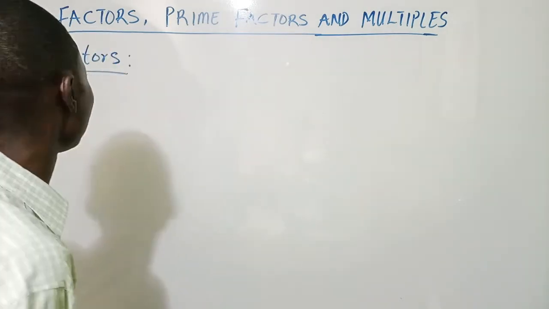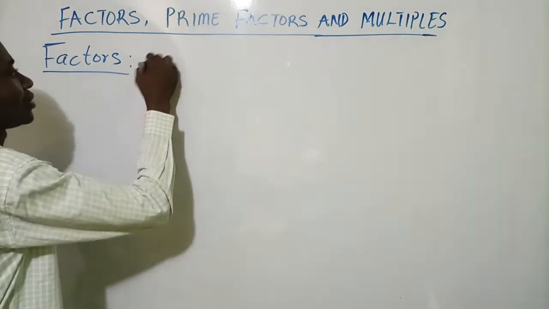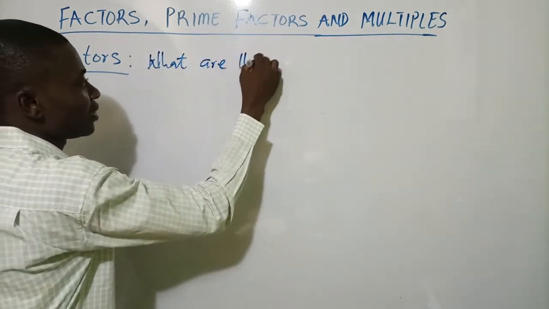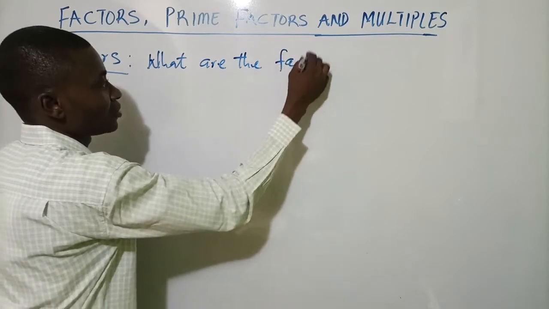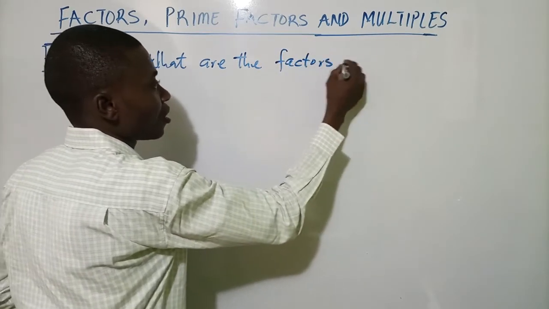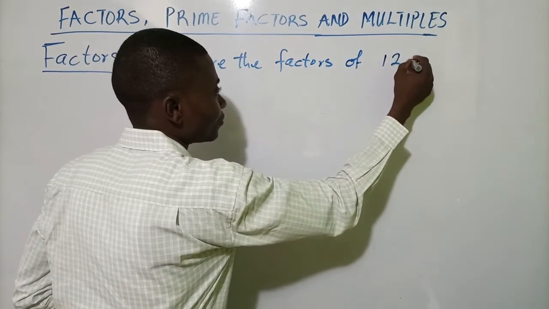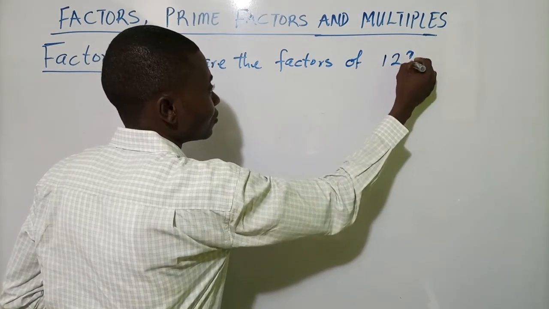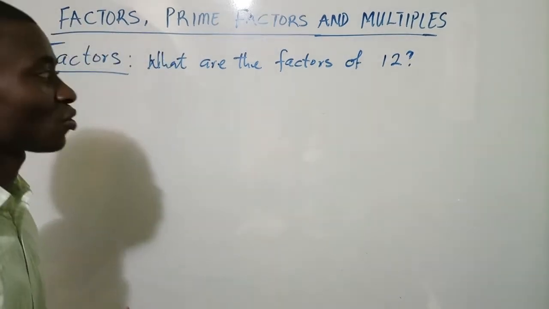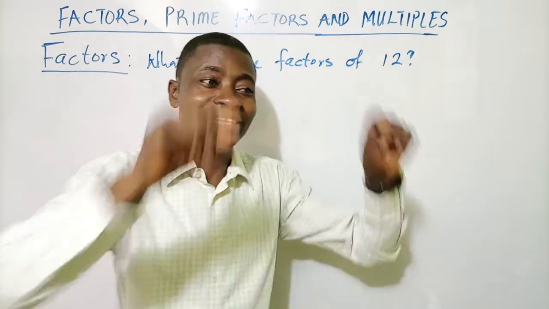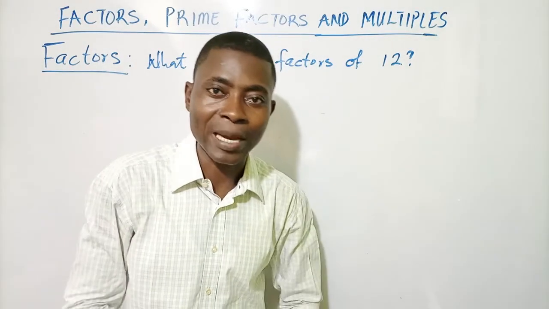For instance, you have a question like this: what are the factors of, let's say, 12? What are the factors of 12? It means, what numbers will divide 12 without a remainder?